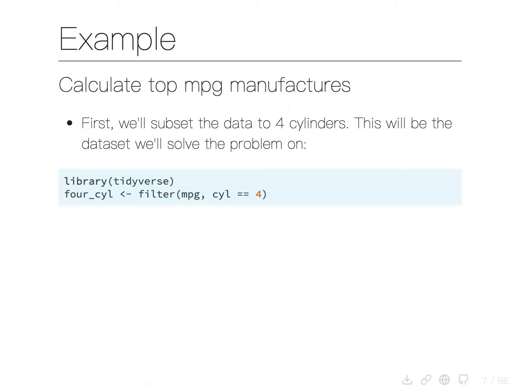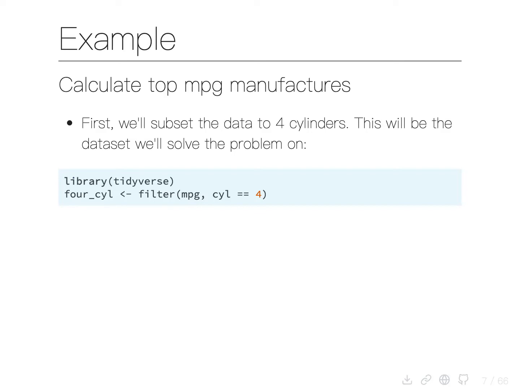So, a fairly quick example. Let's say we're just going to deal with the MPG data set. Okay, a super simple data set on miles per gallon for cars. And we want to be able to talk about cars in terms of their miles per gallon. And so we want to calculate the top manufacturers in terms of miles per gallon.